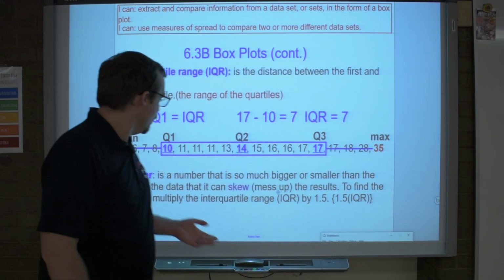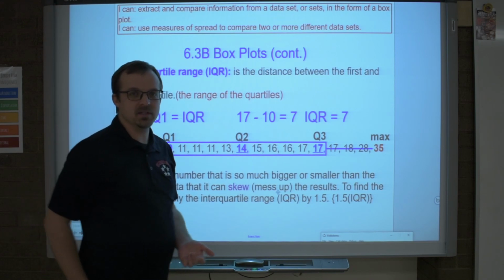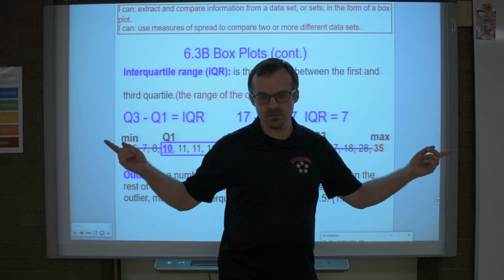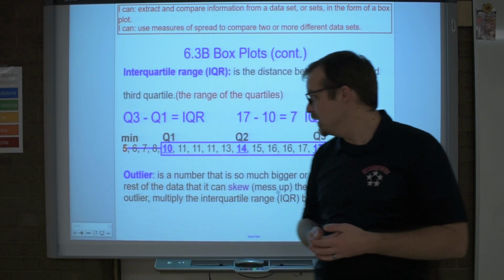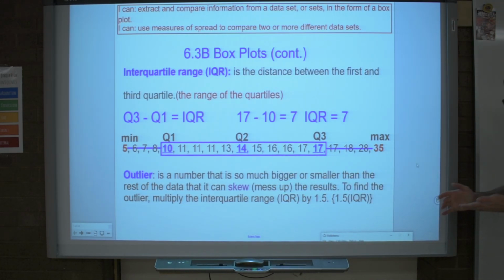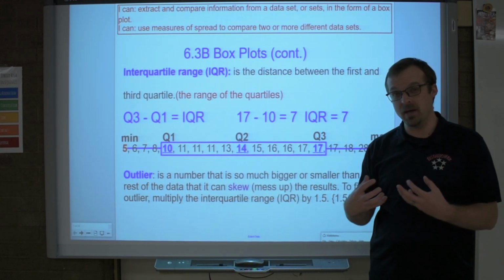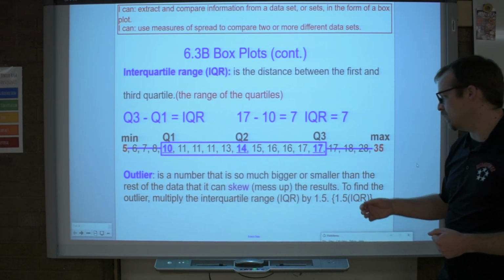That's right. So, and then next is outliers. Well, what's an outlier? It's a piece of data that lies outside of really where most of your data is. So an outlier, now let me read the definition, is a number that is so much bigger or smaller than the rest of the data that it can skew. In other words, kind of mess up your data and your results, okay?